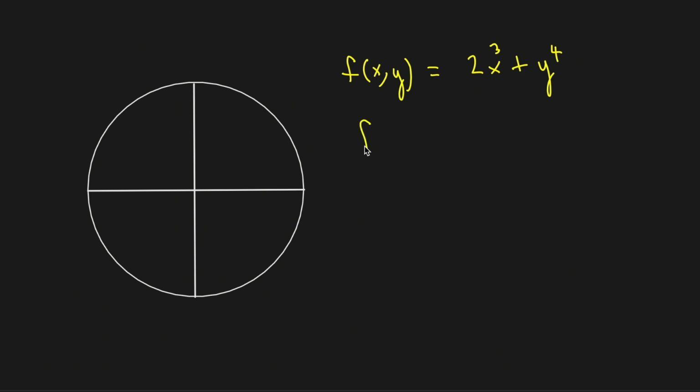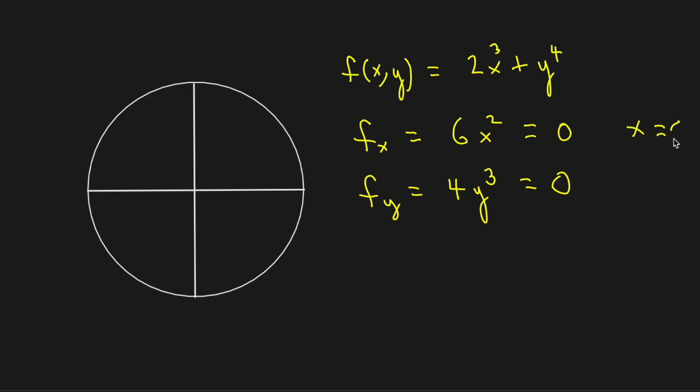So the partial with respect to x is going to be 6x squared. And the partial with respect to y is 4y cubed. They're defined everywhere, so they're certainly defined in the region. So let's set each of them equal to 0. We see that the only way we could get 0 in the first equation is x equal to 0. And in the second, y has to be equal to 0. So that gives us that (0, 0) is a critical point. And in fact, it's the only critical point.